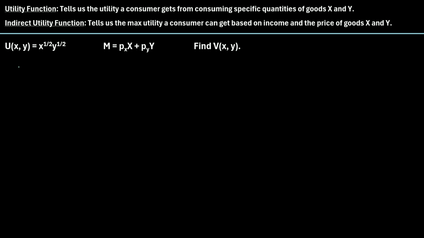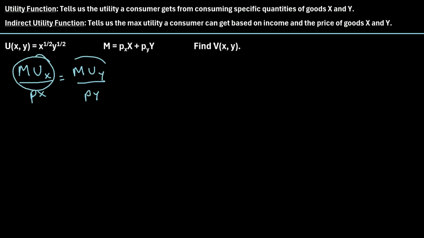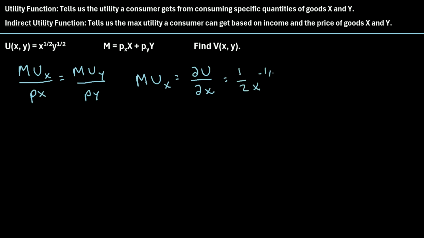So the first step to figuring this out is recognizing that a consumer is able to maximize their utility when the marginal utility of X divided by the price of X is equal to the marginal utility of Y divided by the price of Y. So we're going to start by first finding the marginal utility of X and the marginal utility of Y. So the marginal utility of X, that's going to be the derivative of the utility function with respect to X. So the derivative of this function with respect to X would be 1/2 times X to the negative 1/2 times Y to the 1/2. And similarly, we can find the marginal utility of Y.